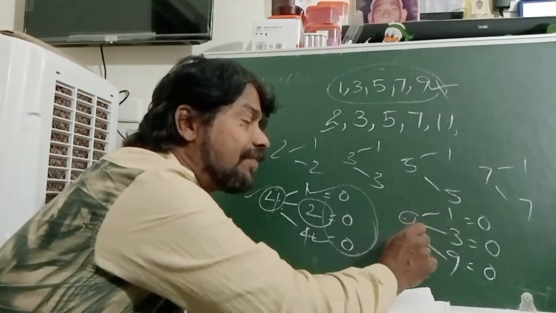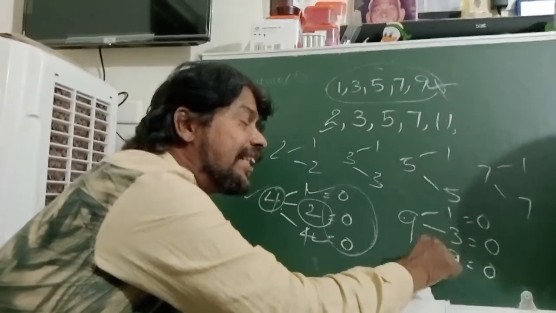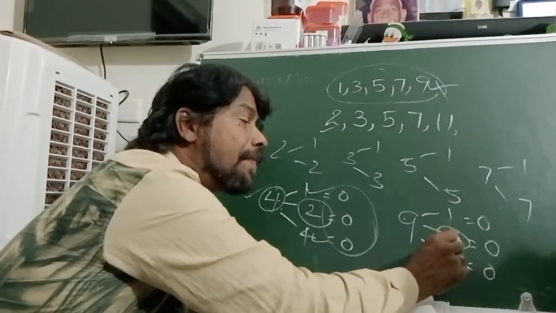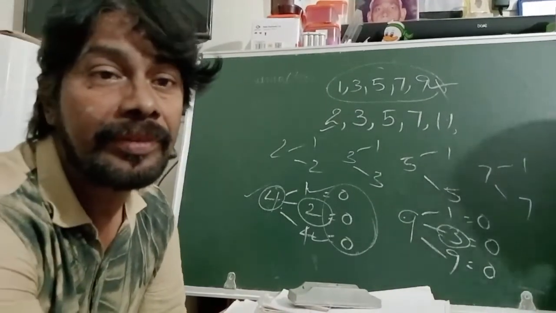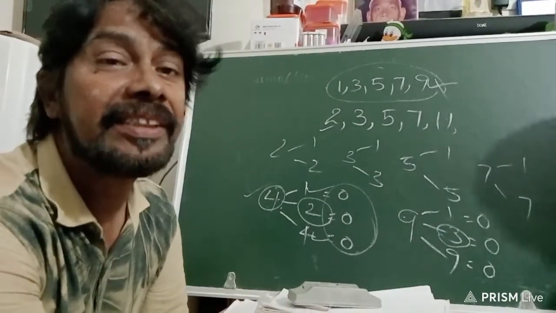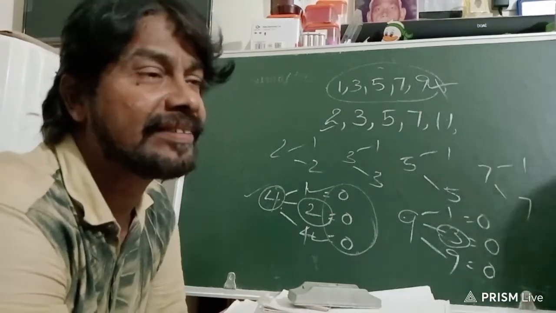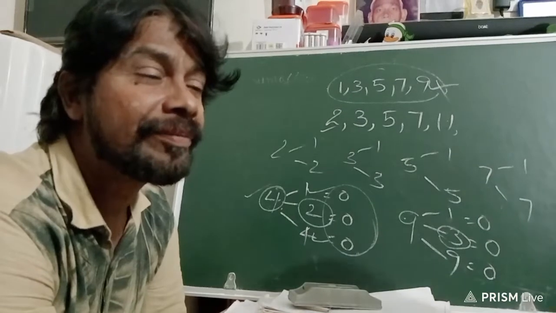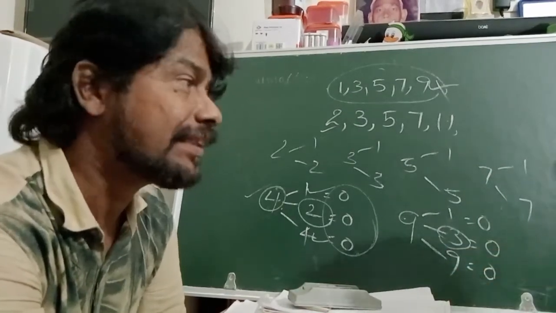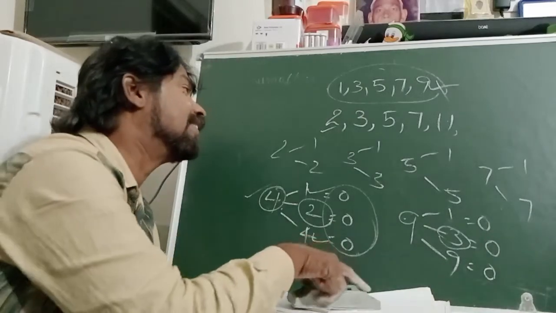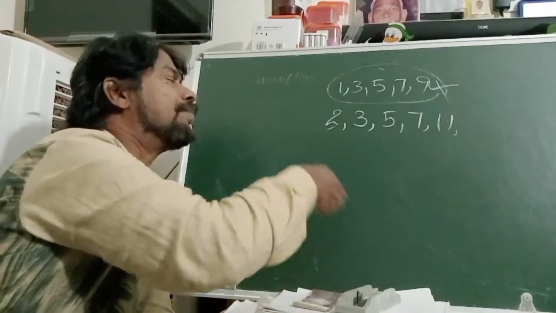If you take the case of 9, it has factors 1 and 9 and also 3. Since 3 divides 9, 9 is not a prime number. It is also a composite number. So depending upon the number of factors of that number, you can say whether it is a prime or a composite number. Okay, understand? Right. This is about the prime numbers.